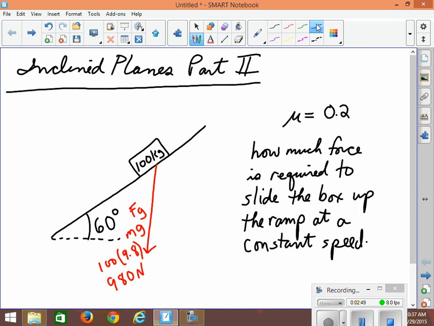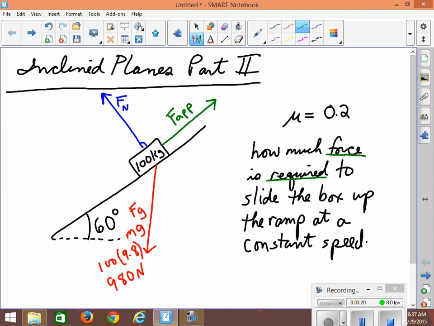Other forces we'll need to consider are the normal force, and remember that it has to be perpendicular to the surface. So it points off in this funny direction, Fn. We are applying a force up the hill. If we're trying to slide the box up the hill, then our applied force obviously needs to pull up the hill. So this we'll call F applied, and this is what we're after. This is the force required to slide the box up the ramp.